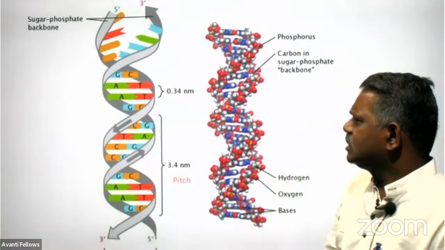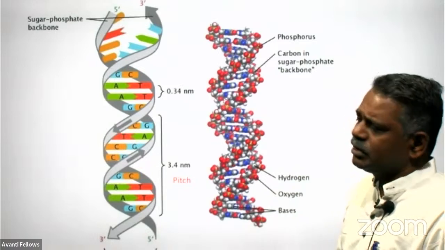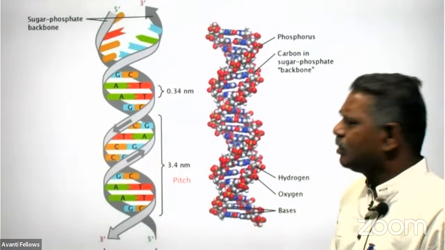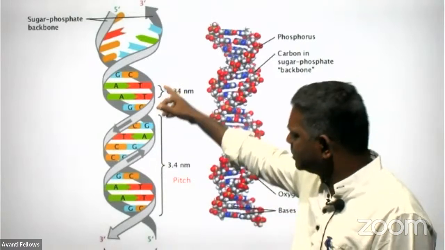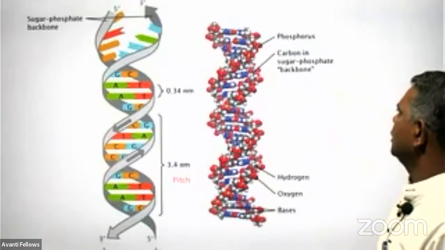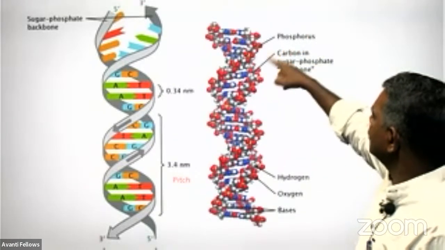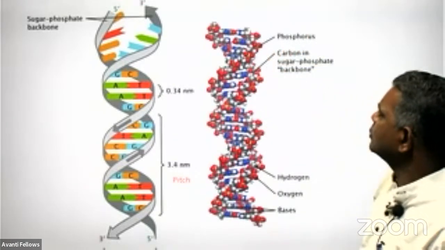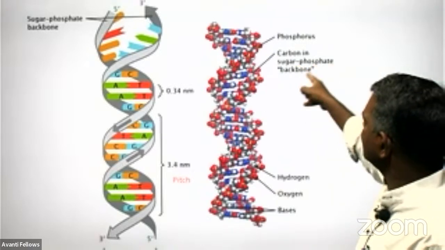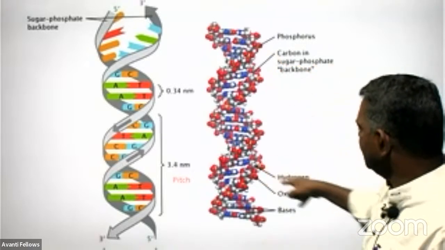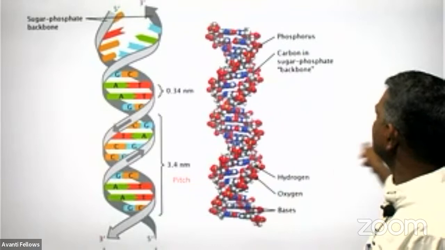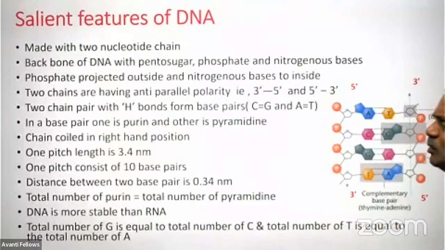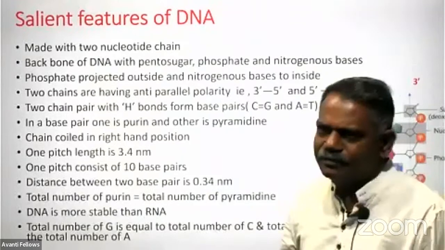is always 0.34 nanometer, because 10 nitrogenous bases is 3.4 nanometer, so 0.34 nanometer only. And this is the phosphorus molecule; whenever it goes for coiling, you get a structure like this. Sugar phosphate backbones are there, and hydrogen bonds are also there to connect one strand to another strand, to form these bases. Then we come to the salient features of DNA.